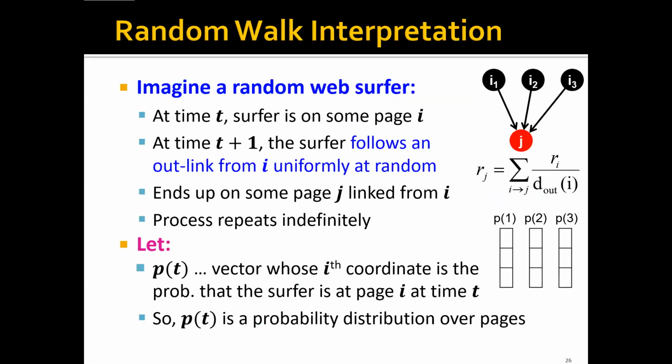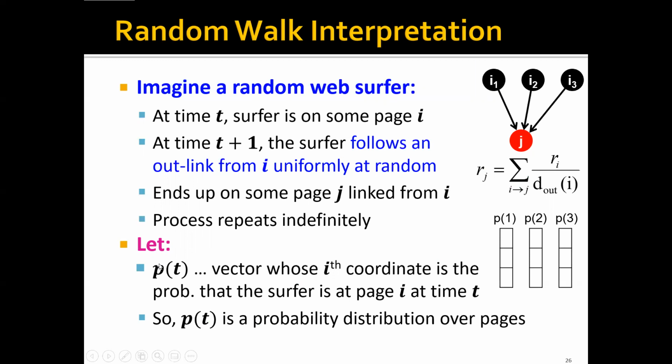So what exactly is this power iteration doing intuitively? Here we will give one of the interpretations for this power iteration method, which is the random walk interpretation. Let's imagine that we have a random web surfer. So basically, this is a user who browses the web pages randomly. And let's say that at time t, this surfer is on some web page i. And at time t plus one, this surfer will follow an outlink from i uniformly at random. So let's say that this web page i has three outlinks, then the surfer will go to one of these three links randomly. And then basically it will end up on some web page j linked from i, right? And this process will repeat indefinitely.